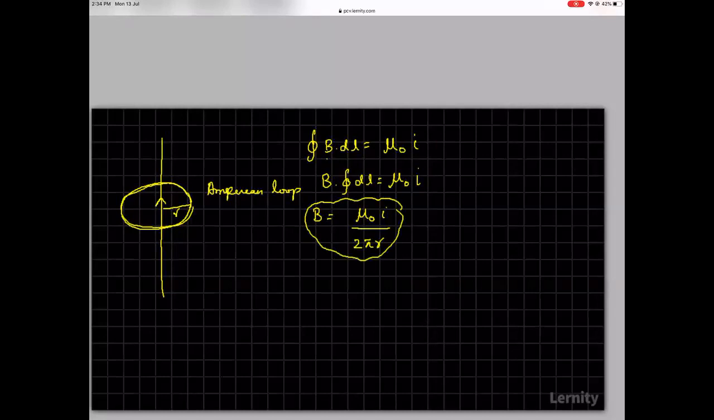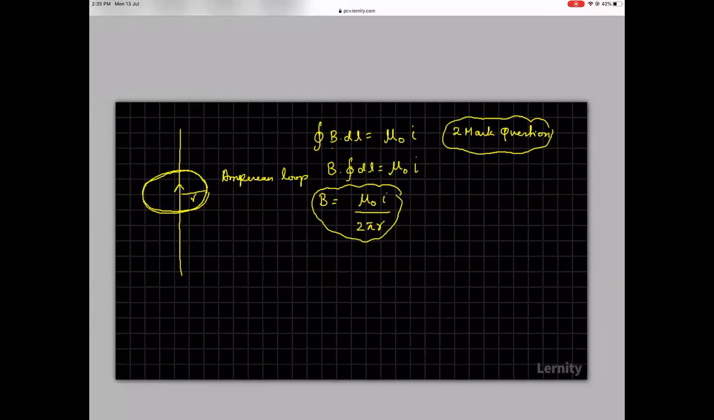So this is how easy it is for us to calculate or determine. B is equal to mu naught I by 2 pi r. The same thing we have determined. This is what is there in our syllabus. Using Biot-Savart law to determine this is not in our syllabus. This also usually comes as a 2-mark question. I hope this is understood.